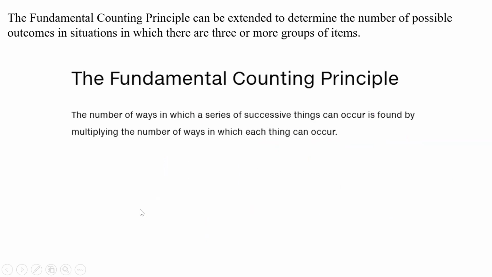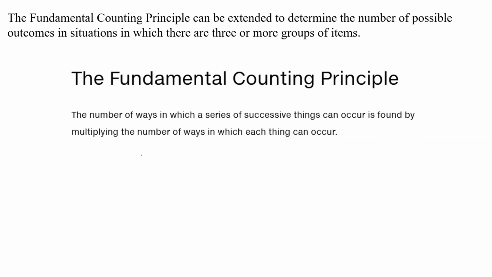So moving on, we extend the fundamental counting principle to determine the number of outcomes in a situation where there are three or more items. Notice I say or more. Basically, the number of ways in which a series of successive things can occur is found by multiplying the number of ways in which each thing can occur.